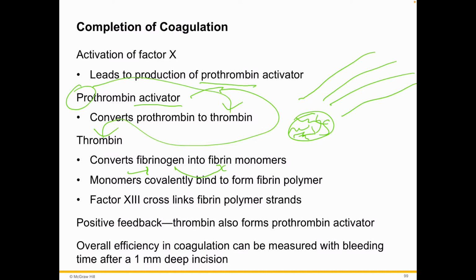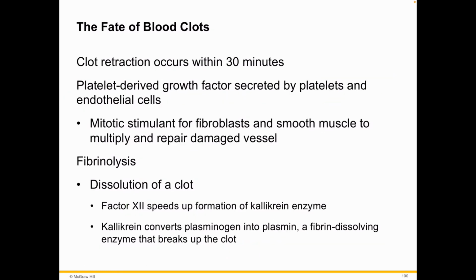An important part of the sticky is actually factor 8, which is going to cross-link, or cause a cross-hatching, making the fibrin strands all stick to each other, which is very important. Thrombin also forms more prothrombin activator, so it's cyclical. It's a positive feedback loop, is what we refer to that as. All right, let's see here.